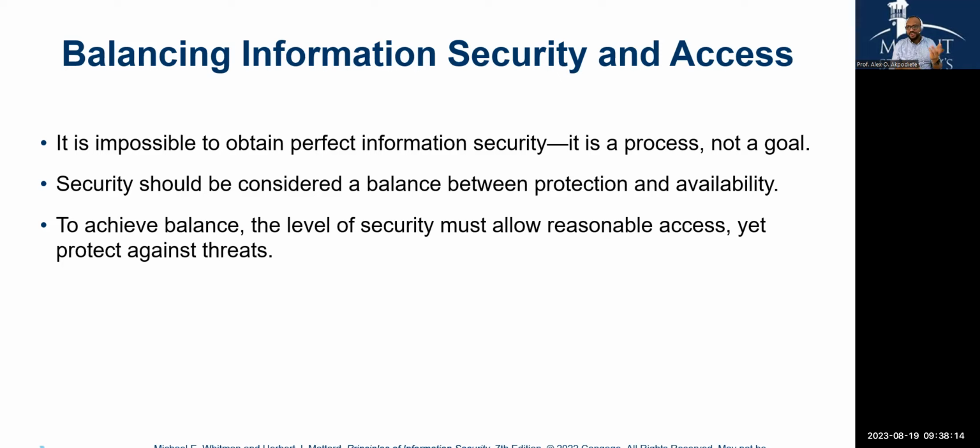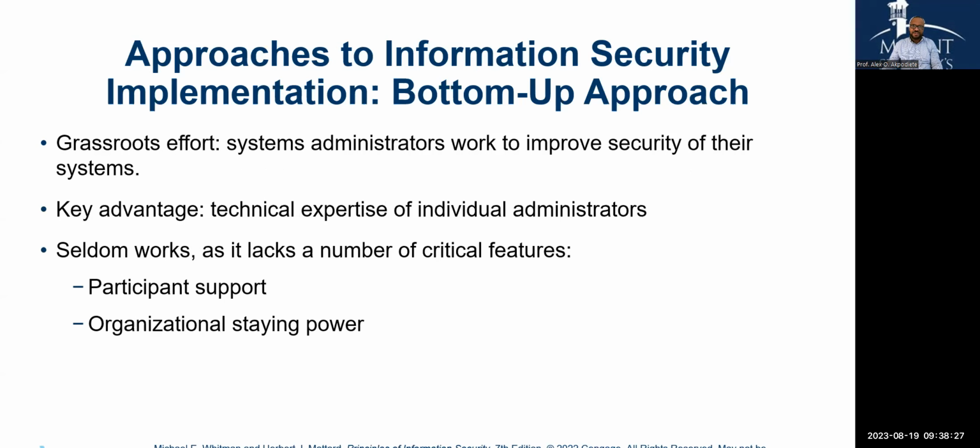So you balance protection and availability. If I make it so secure that people don't have access to it, right? So to achieve the balance, the level of security must allow for reasonable access while still protecting against the threat, right? There are some approaches to information security. Here is what's called the bottom-up approach.